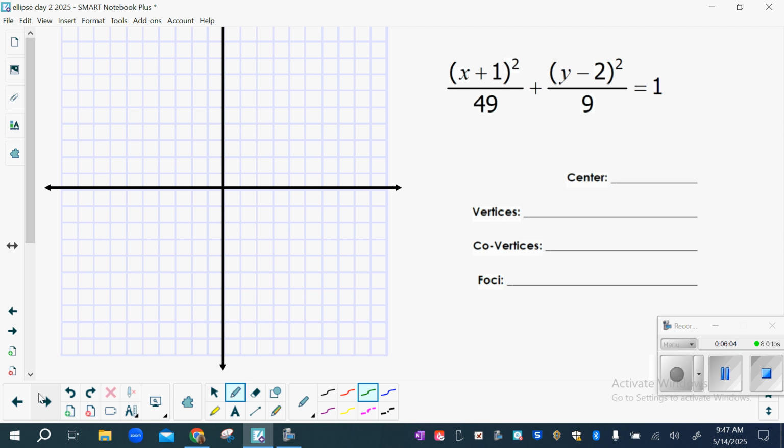I haven't done it yet. I'm going to do it. Let me see. I'm going to try to do it without graphing. Let's see if I can do it without graphing.